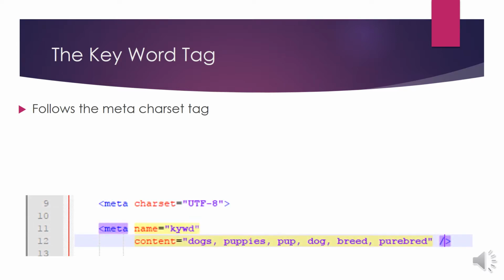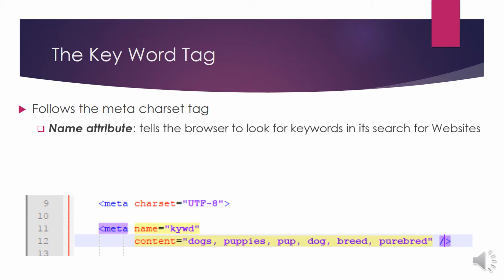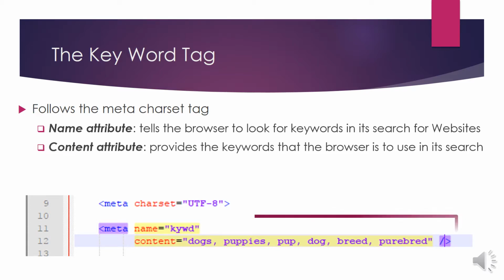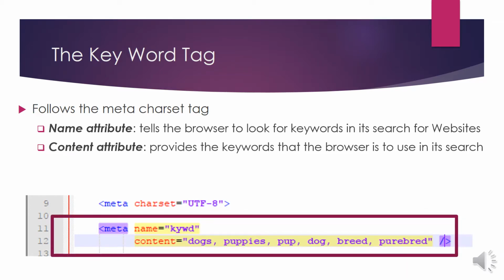The first of our meta tags is the keyword tag. This tag follows the meta character set tag. The name attribute tells the browser to look for keywords in its search for websites. The content attribute provides the actual keywords that the browser is to use in its search.